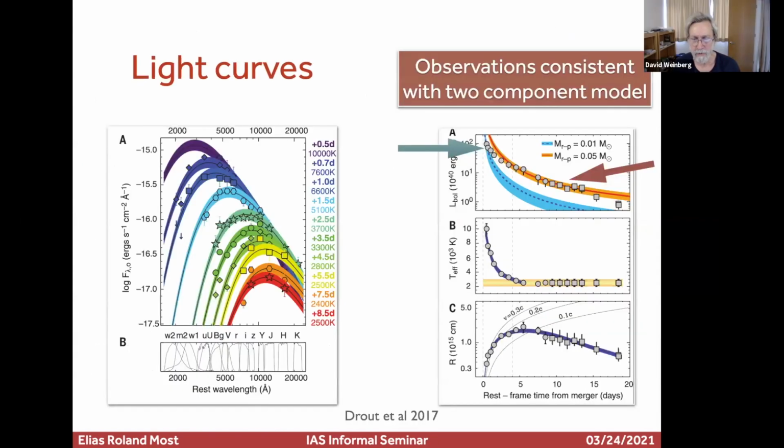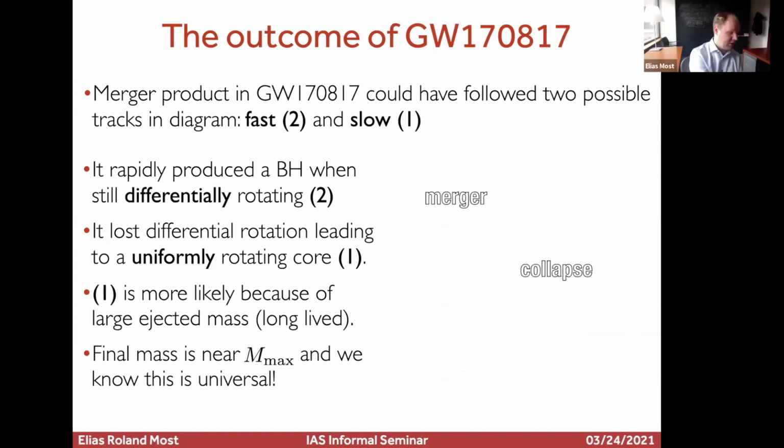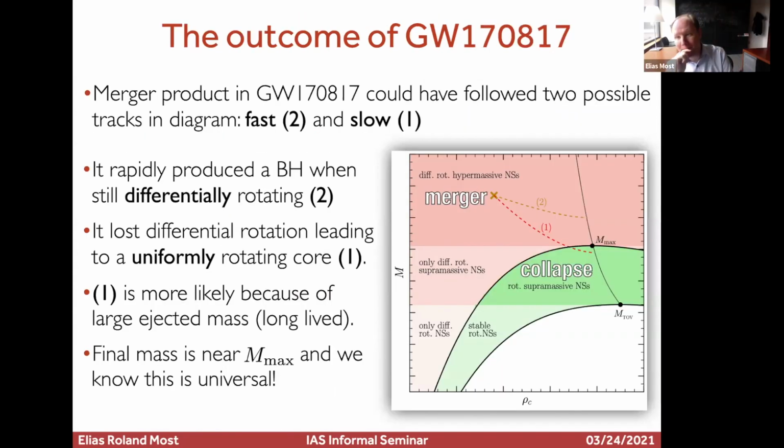Can I ask a question about this diagram? Sure, let me just go back this way. So when you consider different equations of state that give you different M max, is it because that separating line is moving in this diagram, or is it because different equations of state give you a different rho C for the same M? Right.